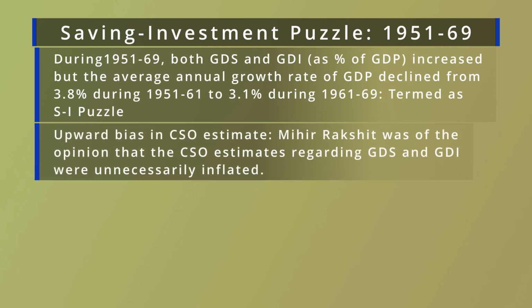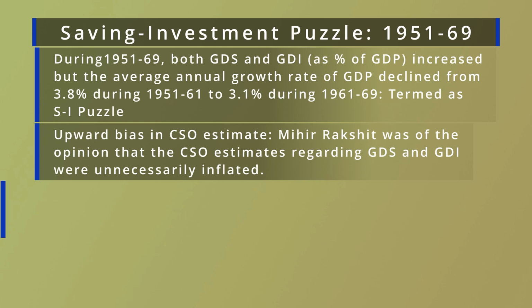Economists have pointed out that the puzzle may be because of the upward bias in CSO estimate. That means the Central Statistical Organization estimates our savings and investment. Professor Mihir Rakshit and several other economists are of the opinion that there must be some upward bias in this estimation, so that the figure may be more than the actual figure. That is number one point.